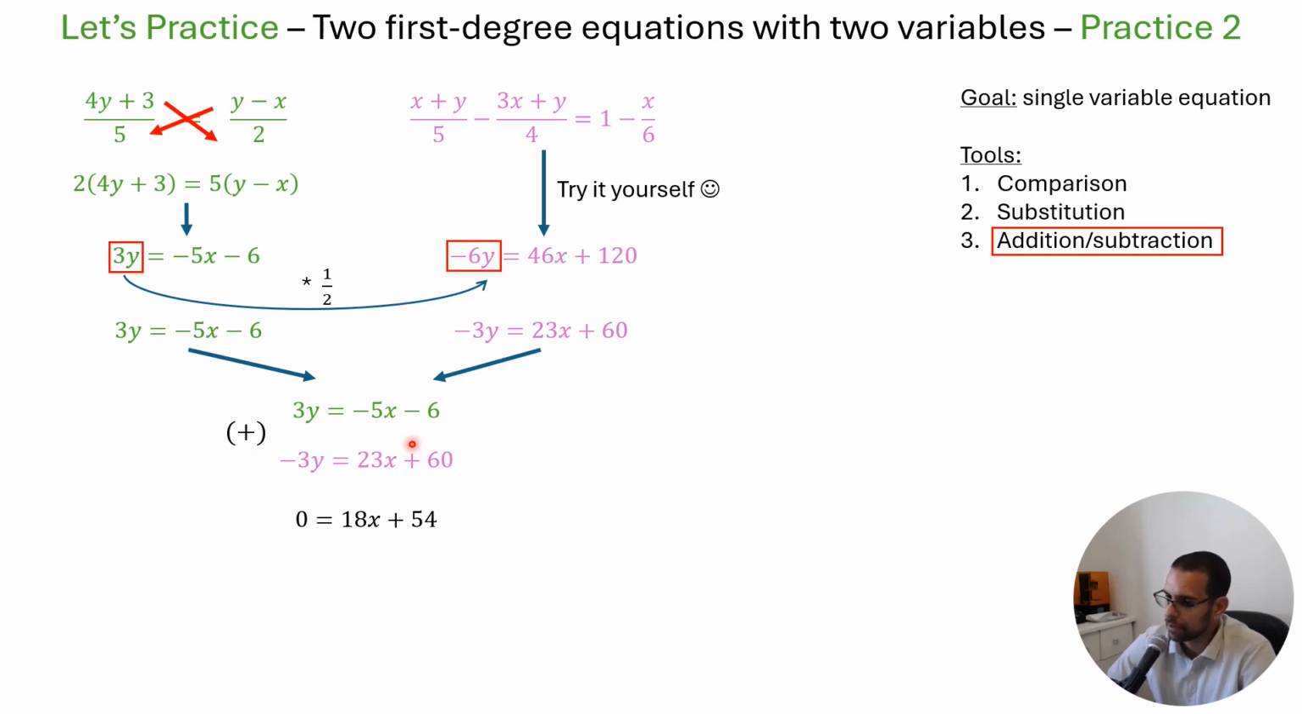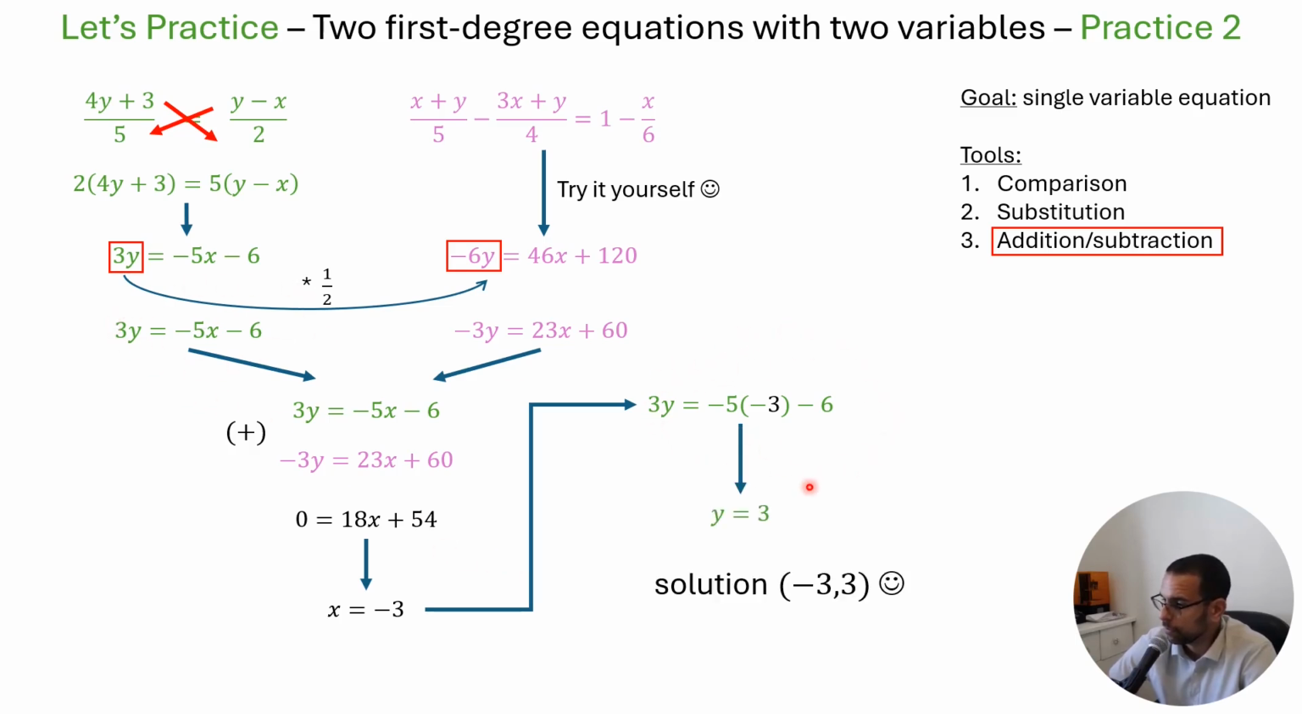And -5x plus 23x is 18x. And -6 plus 60 is 54. So we reached our goal. We have a single variable solution, and we did it by addition and subtraction. Okay, so after a few manipulations, we're going to find that x is equal to -3. Then we're going to plug it back into this equation right here, and find the y, and we find that our y is equal to 3. So our solution is -3 and 3.